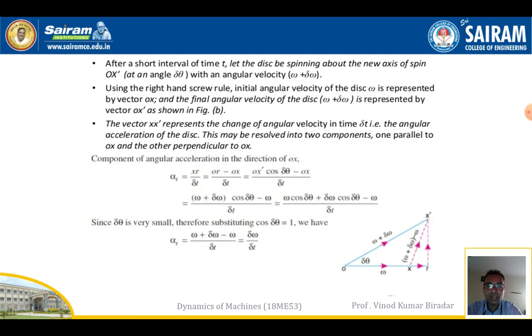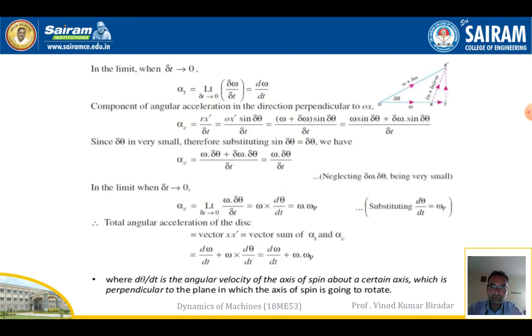Okay, so here we are going to get a very small delta theta value, so that you can neglect that. Let us assume cos delta theta is 1. So alpha t is equal to omega plus delta omega minus omega divided by delta t. Okay, so again this plus and minus sign is cancelled, so remaining is alpha t is equal to delta omega divided by delta t. So okay, now you apply the limit when delta t tends to 0. So alpha t is equal to limit delta t tends to 0 of delta omega by delta t, which is equal to d omega by dt. Okay, the rate of change of angular velocity with respect to time.